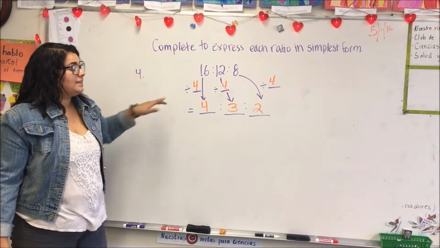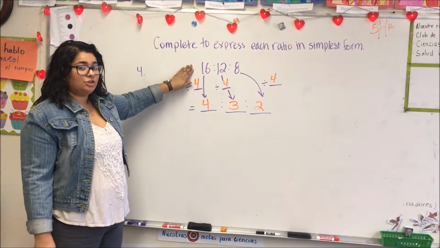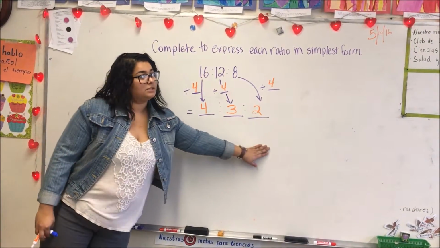Make sure whenever you're dividing it, it's as low as it can go. Even though we can divide it by 2, that's not the lowest or simplest form. So make sure you're always doing the simplest form.